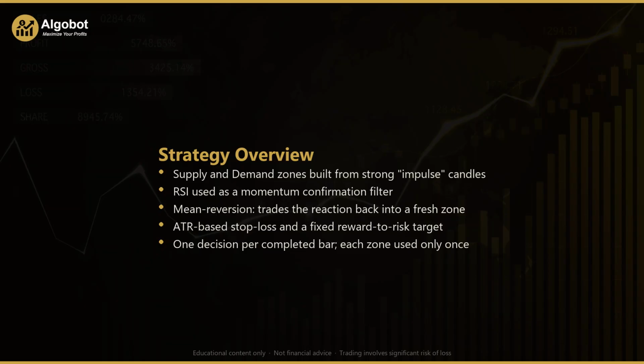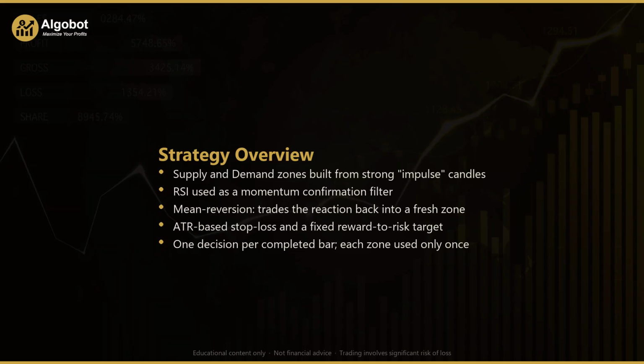The core concept is the impulse candle. When the market produces a strong, decisive bar, the strategy treats that as a footprint of large participants stepping into the market. A strong bullish bar is read as institutional buying that left a demand zone behind it at the candle's origin. A strong bearish bar is read as selling that left a supply zone behind it. The threshold for what counts as strong is measured against the average true range, or ATR, so the definition adapts automatically to how volatile the market currently is.